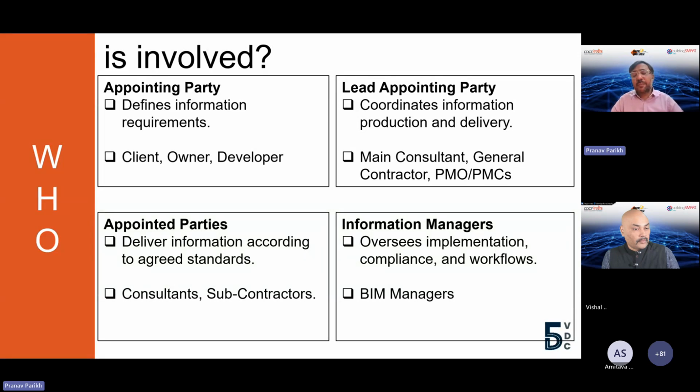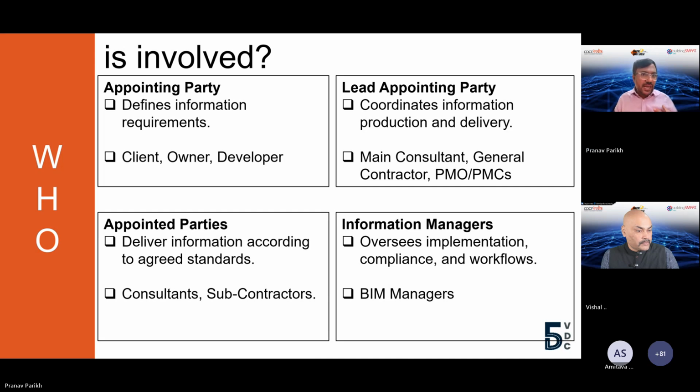Appointed parties are nothing but the people, based on appointment from the lead appointing party, who will deliver the information as per the agreed standards. Clear? So let's go one step at a time. Appointing party at the high level will decide what they want. Lead appointing party will then go out in the market and find out who will deliver this, and they will coordinate the delivery. Appointed parties, basically design consultants, subcontractors, contractors, will be the people who deliver the whole information. And information managers are nothing but basically the governance roles, typically BIM managers or the PMCs, who will oversee the overall implementation and compliance and the workflows of the whole delivery.